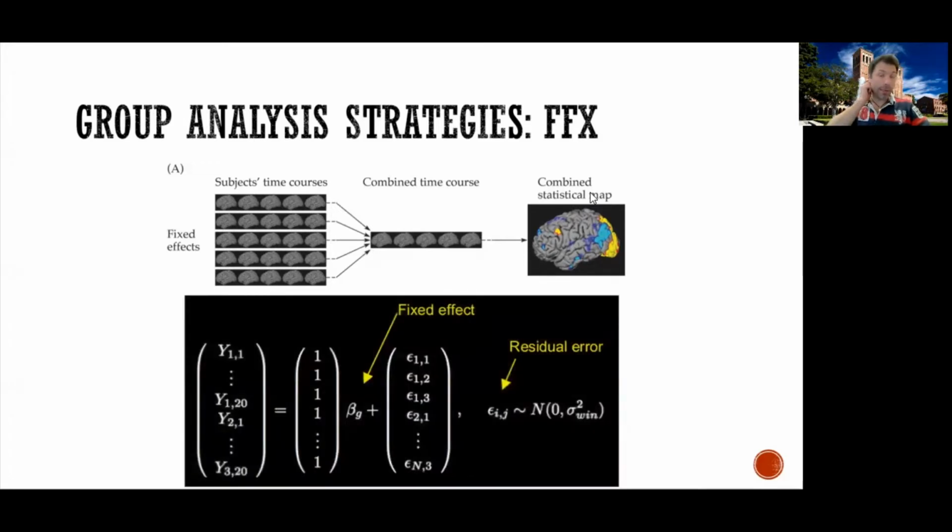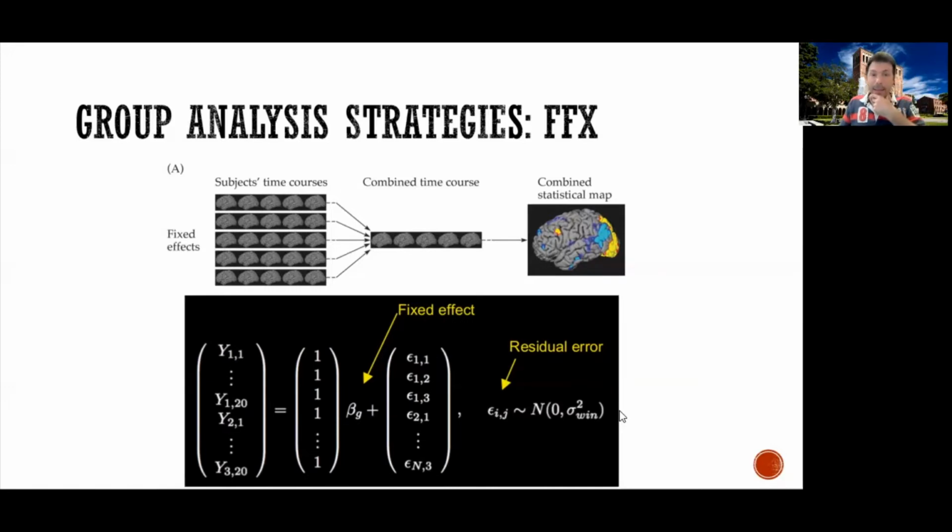Now, if you think of this in the matrix form, your y vector is the concatenation of the time series from all the participants. Then you have a group effect, which is really just the mean across all participants of the effect. And then there's some error term. But as I said, this is typically not what we want to do. We want to do something like a random or a mixed effects analysis.